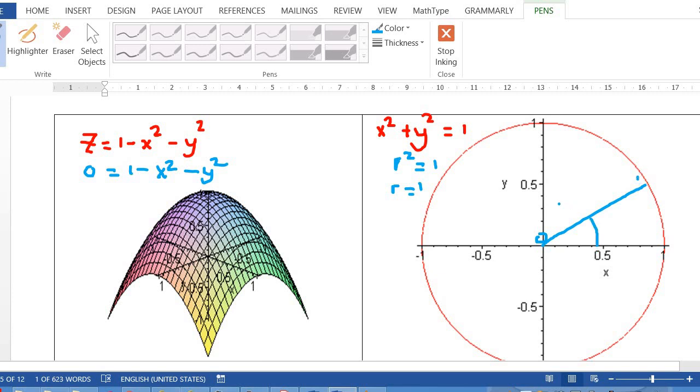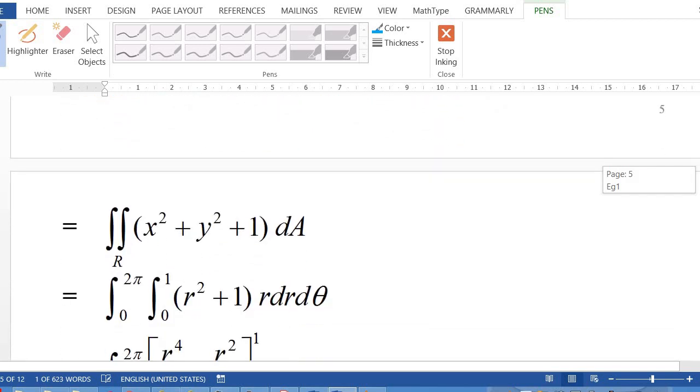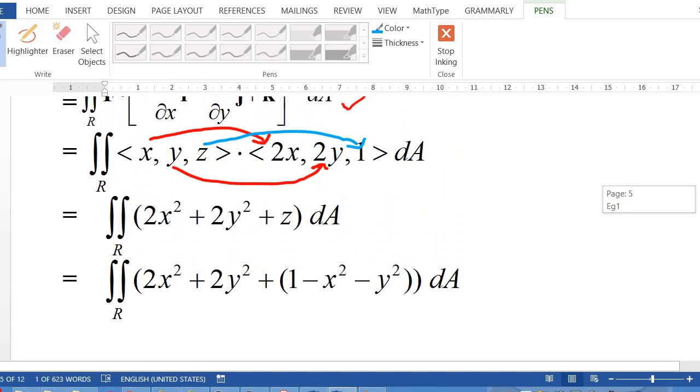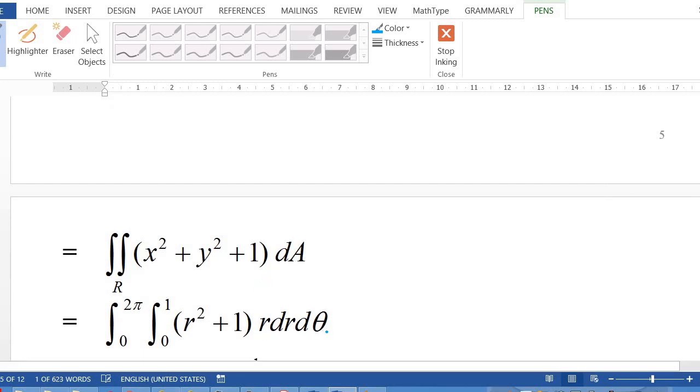Theta for a full circle is from 0 up to 2 pi. So r goes from 0 to 1 and theta from 0 to 2 pi. Up to here, dA changes to polar coordinates, r dr d theta, with r from 0 to 1 and theta from 0 to 2 pi.